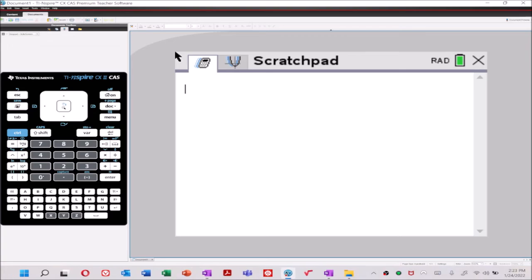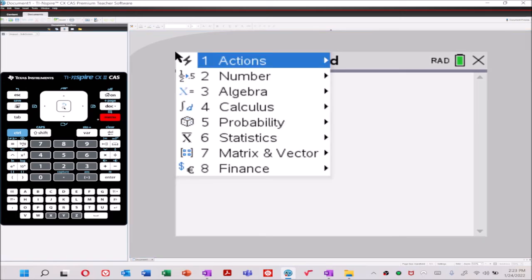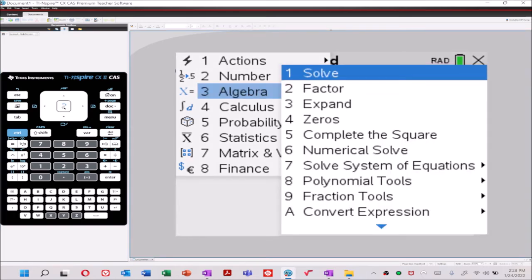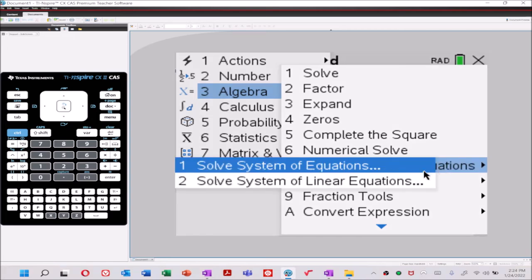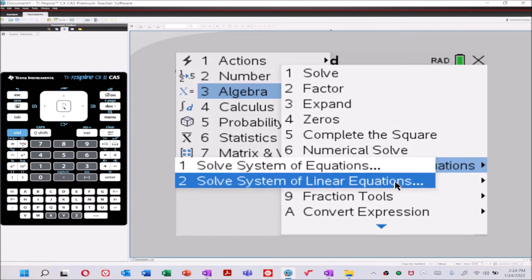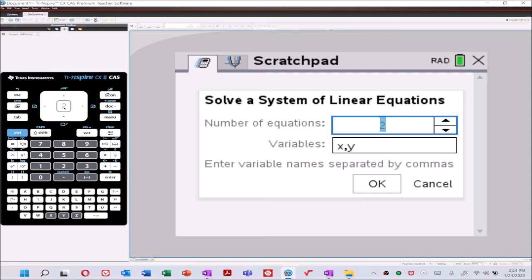So let's go over. What we want to do is go to Menu, Algebra. We want to come down, 7, solve system of equations, and solve a system of linear equations. It's then going to ask for the number of equations. Well, this one we have 3. Hit Tab. And then what variables? We're using A, B, and C. So A, B, C. Hit Enter.